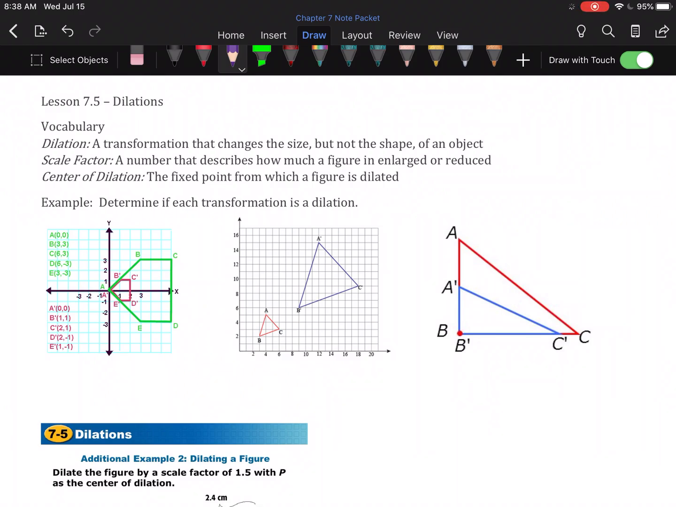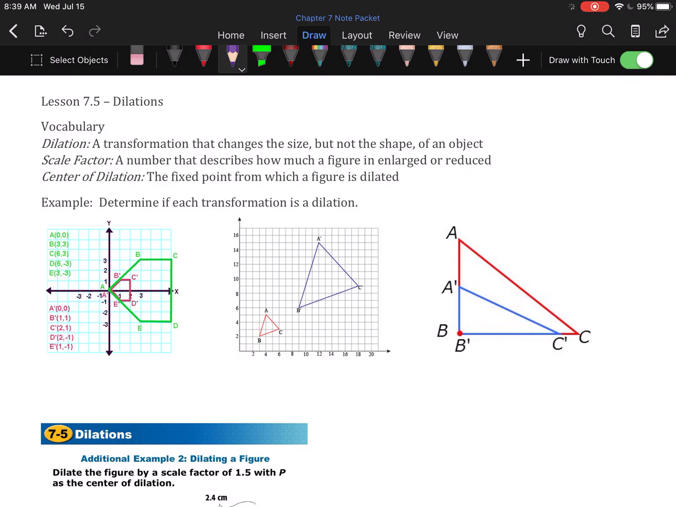Dilations are our next focus, and we're actually not going to spend too much time here. I'm going to introduce you to the idea, but we're not going to drill hard on it. So a dilation is a transformation that changes the size but not the shape of an object. A scale factor is a number that describes how much a figure is enlarged or reduced, and something called the center of dilation is the fixed point from which a figure is dilated.